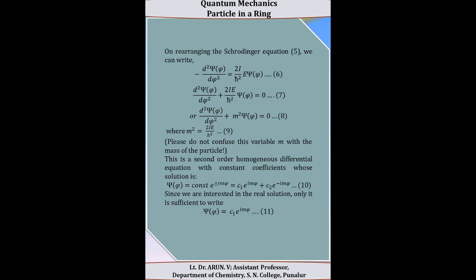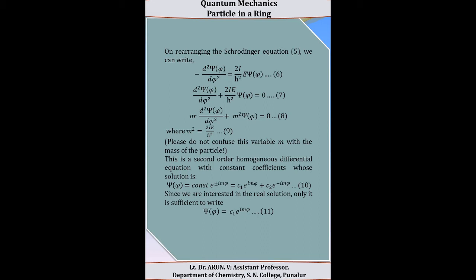On rearranging the Schrodinger equation, we can write minus d square psi phi by d phi square is equal to 2I divided by h cross square into E psi. Here we are using full derivatives, or d square psi phi by d phi square plus 2I divided by h cross square E into psi phi is equal to 0, or d square psi phi by d phi square plus m square into psi phi is equal to 0, where m square is equal to 2IE divided by h cross square. Do not confuse the symbol m with the mass of the particle.